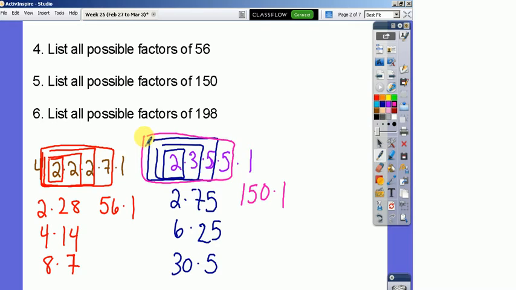So have I? What pair have I not accounted for? I have 5 and 30, 25 and 6. What about 10, right? 5 times 2 is 10. That's another one. So yeah, you have to go back sometimes. So you have 10 and 15. And now I have all my possible factors. Does that help you out a little bit?